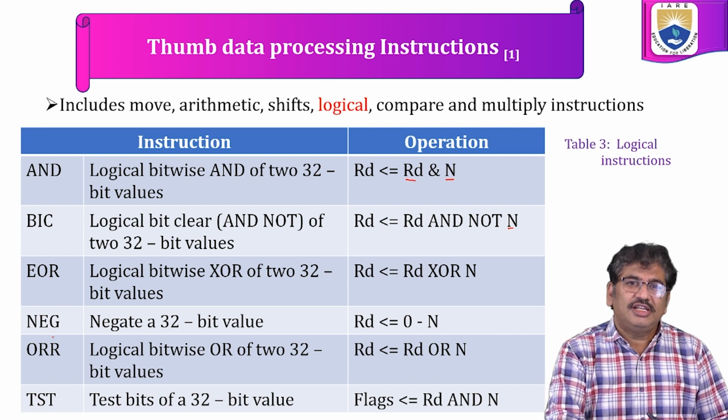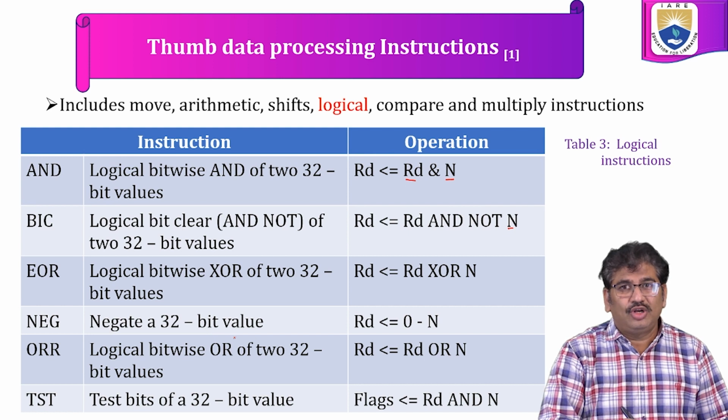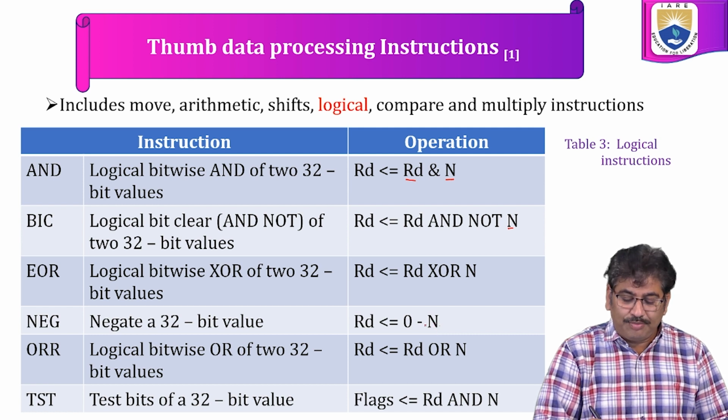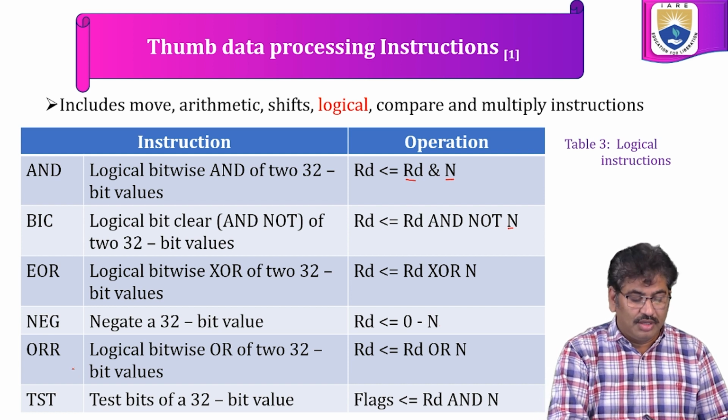The next instruction is NEG, which is for negate, which will negate the 32-bit value which is placed in N. This instruction will perform negation, which is nothing but the subtraction of the N value, either an immediate data or register RM, from 0 and the result will be stored in RD register, which will give the 2's complement of N value.